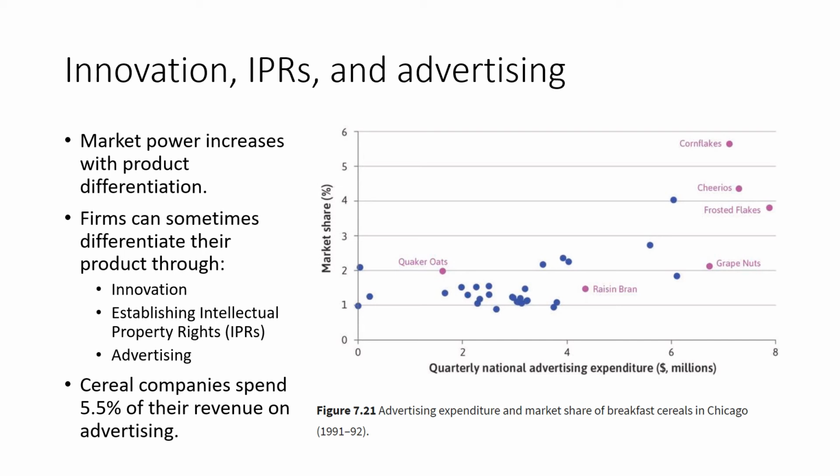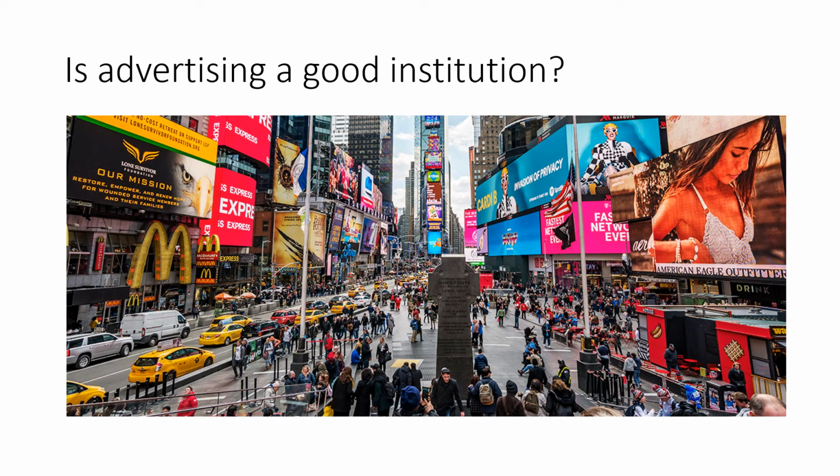So after thinking about the advertising part and how cereal companies are spending a relatively big amount of their revenue on advertising, you can pause for a second and think about whether advertising is a good institution or not. And now, after talking about advertising, we can look at a subsection of advertising and see how information and manipulation are used in advertising.